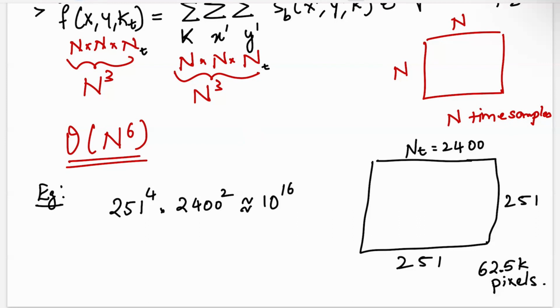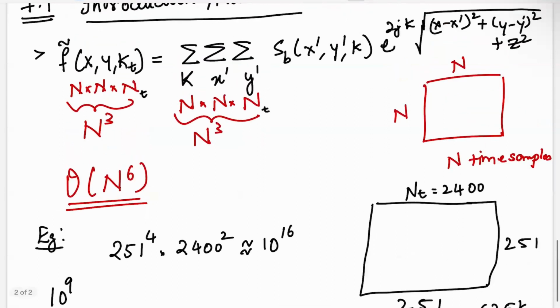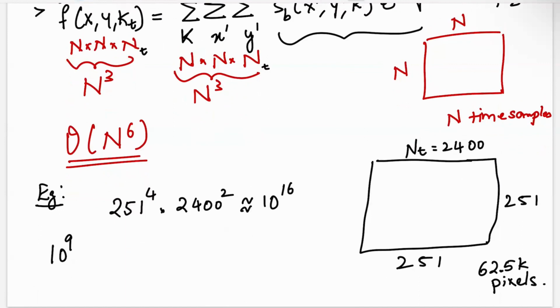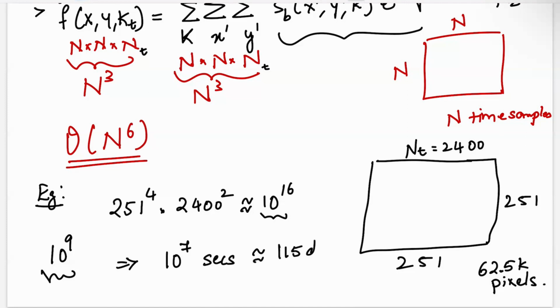So let's say you're using an 8 gigahertz computer, which is approximately able to do around 10 to the 9 computations. Not exactly computations, but let's assume it can do around 10 to the 9 of these multiplications and additions per second, which is somewhat reasonable. Then you have to do 10 to the 16 computations. You're doing 10 to the 9 per second, which means that you have about 10 to the 7 seconds to compute all of this, right? And that's approximately 115 days.